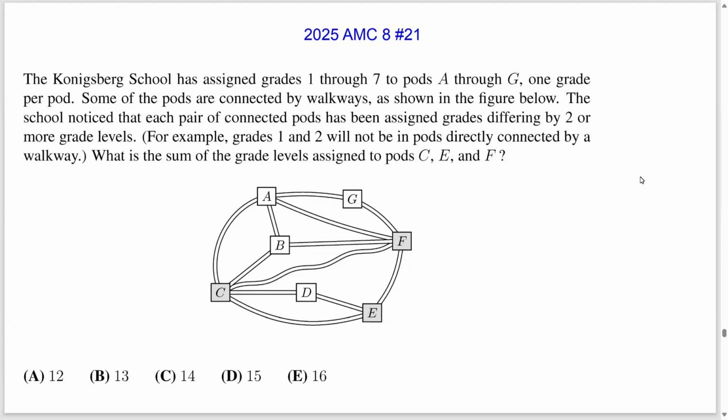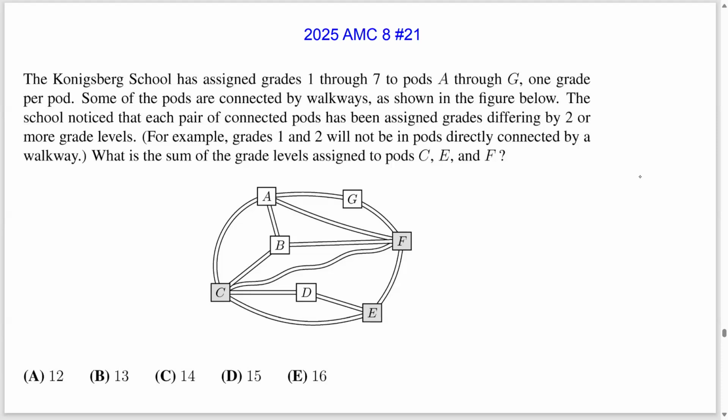So for this problem, one way to solve it is to directly determine which grades should go to which pods. From there, we can find C plus E plus F. Now, it turns out we're actually going to show in a bit that you do not actually need to do this. It is possible to solve this problem without figuring out any of the pods. But let's first figure out one valid assignment.